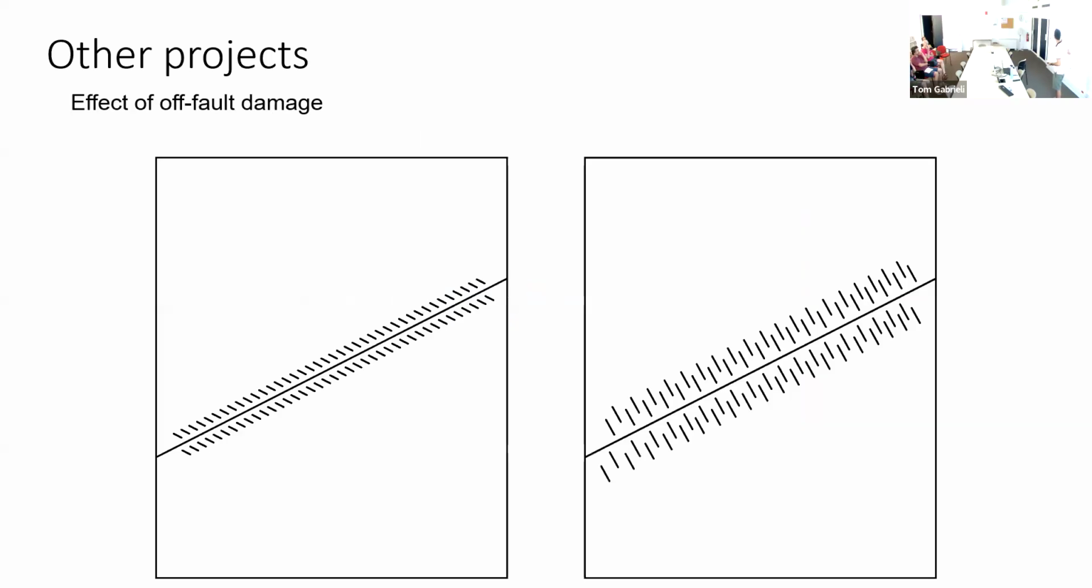Another project that another PhD student called Gosh works on is the effect of off-fault damage, so small cracks that are quite close to the fault but not on the fault. They check how they affect the rupture dynamics, and actually they have very interesting results, but you need him to explain it to you.